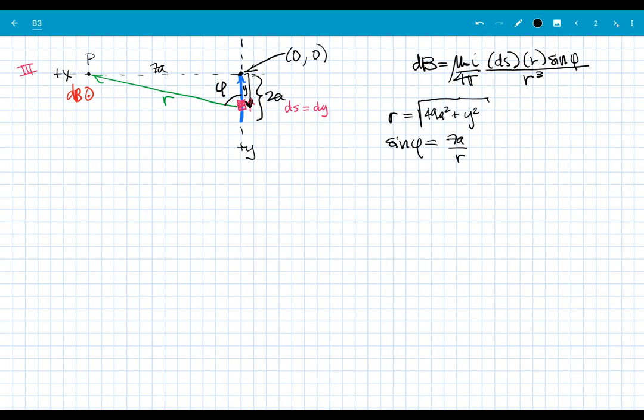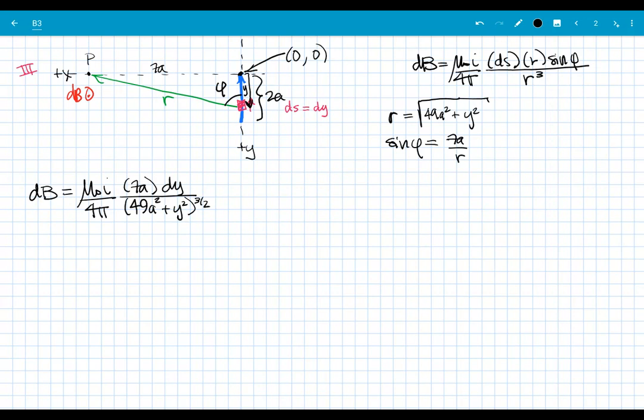So now I can write out my expression for dB. Why don't we do that? Mu naught I over 4 pi. So here I've got my 7a in the numerator, and then my dy all over 49a squared plus y squared, and that will be to the 3/2 power. So that is my dB.